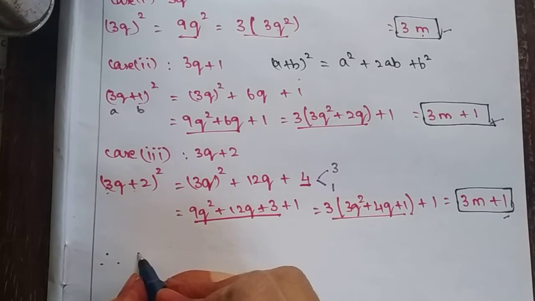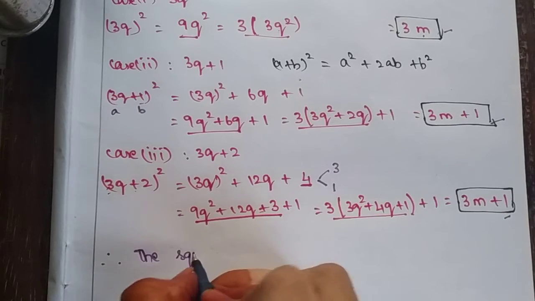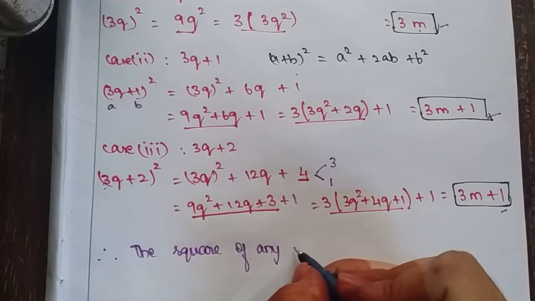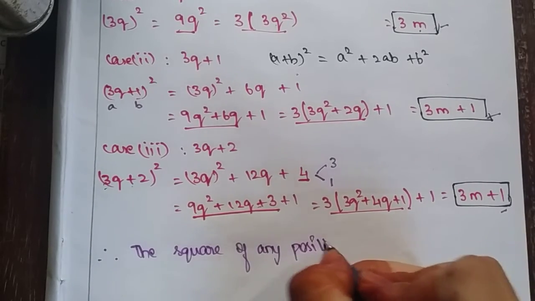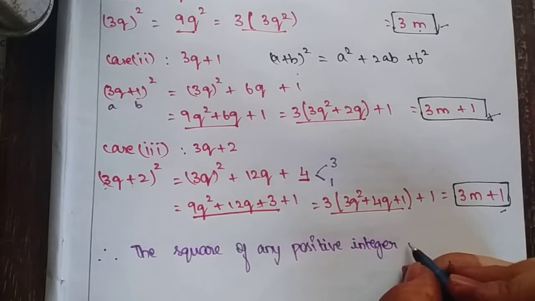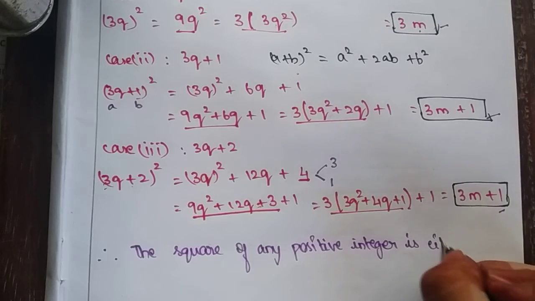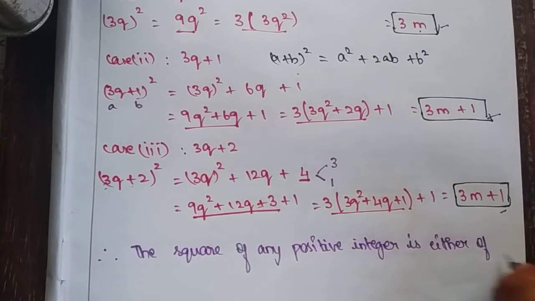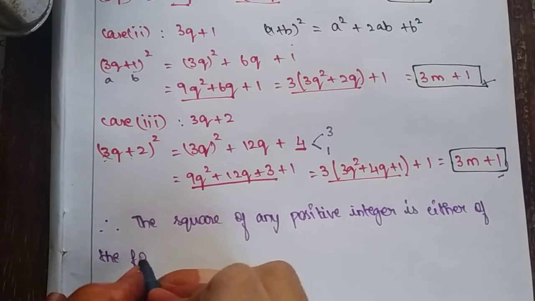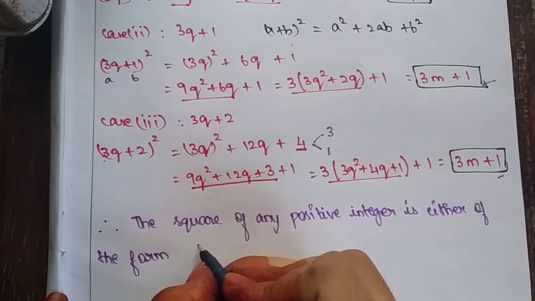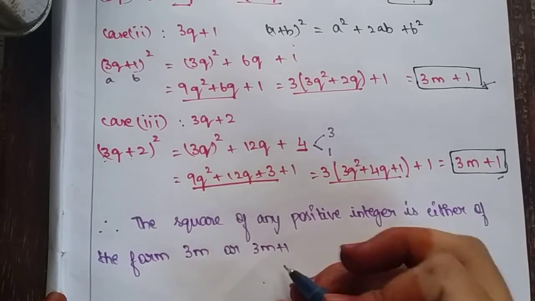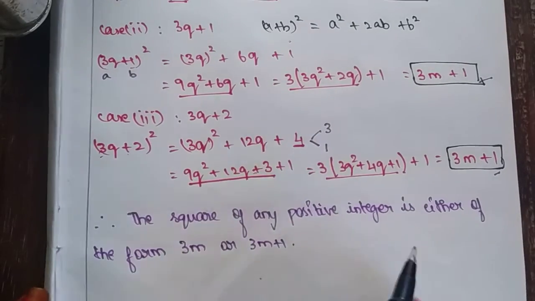Therefore, the square of any positive integer is either of the form 3m or 3m plus 1. Hence proved.